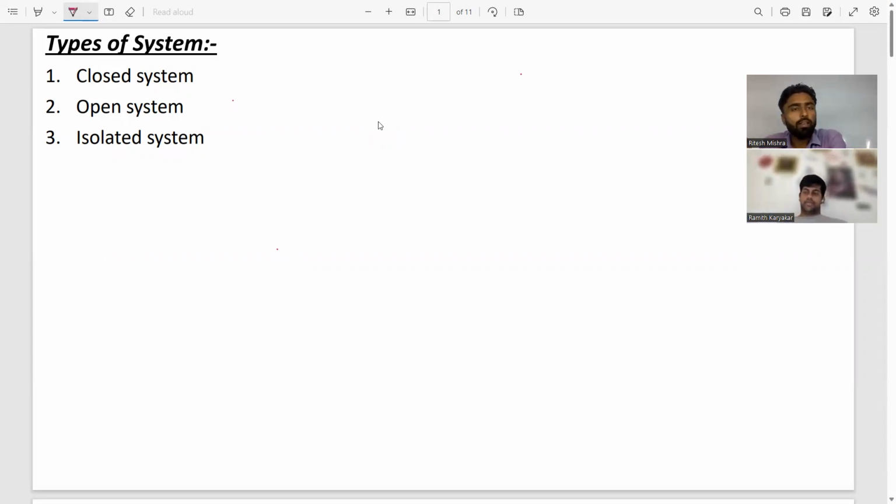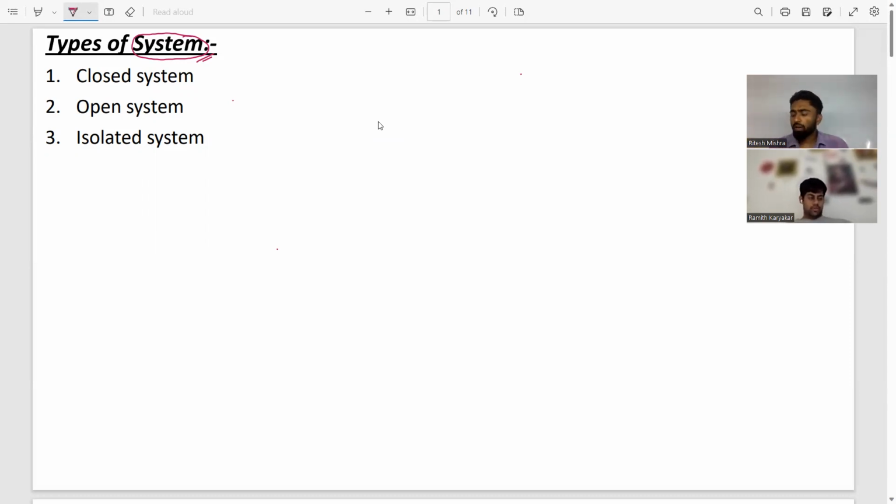In the previous session, I discussed system, surrounding, and boundary. You remember the fact that a system is a region in space upon which we concentrate our study, to basically study the working substance present in it.